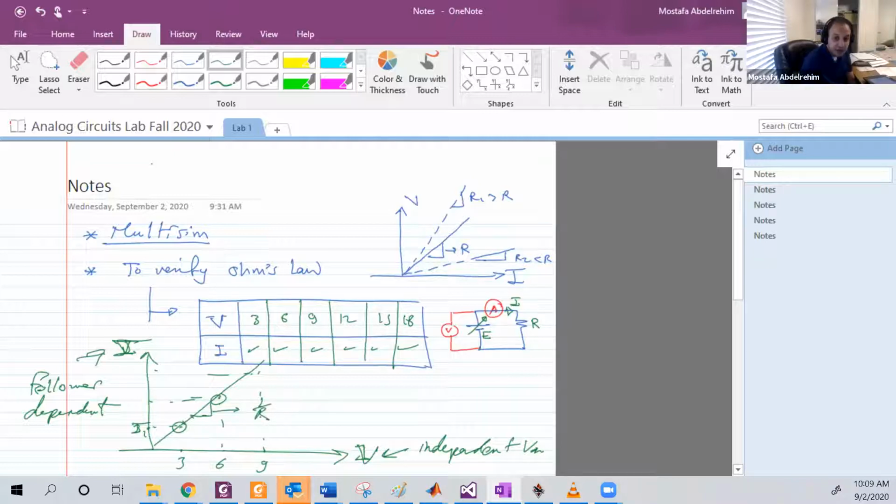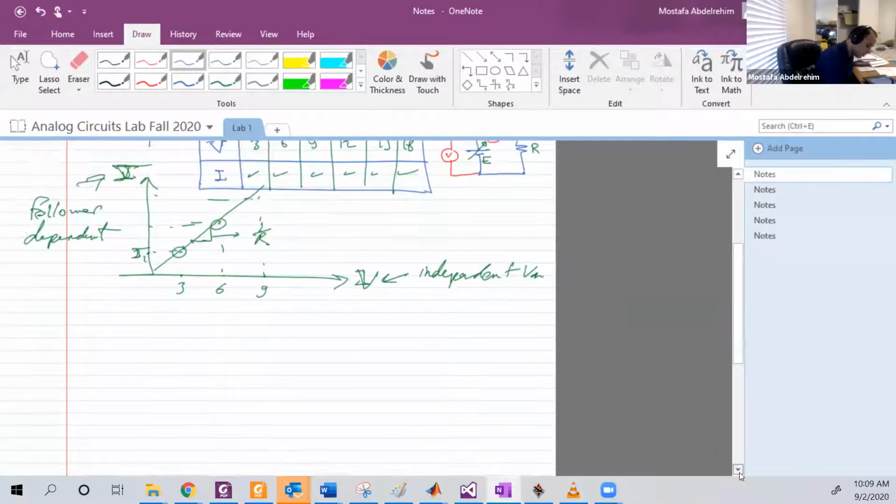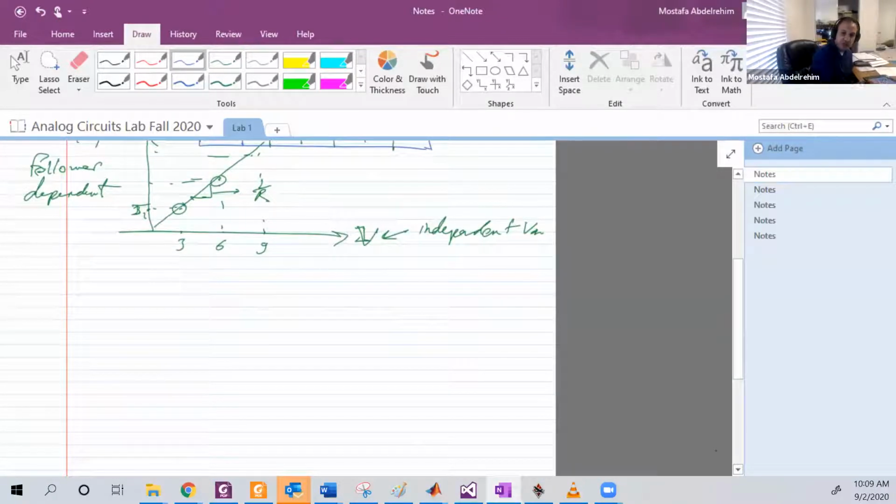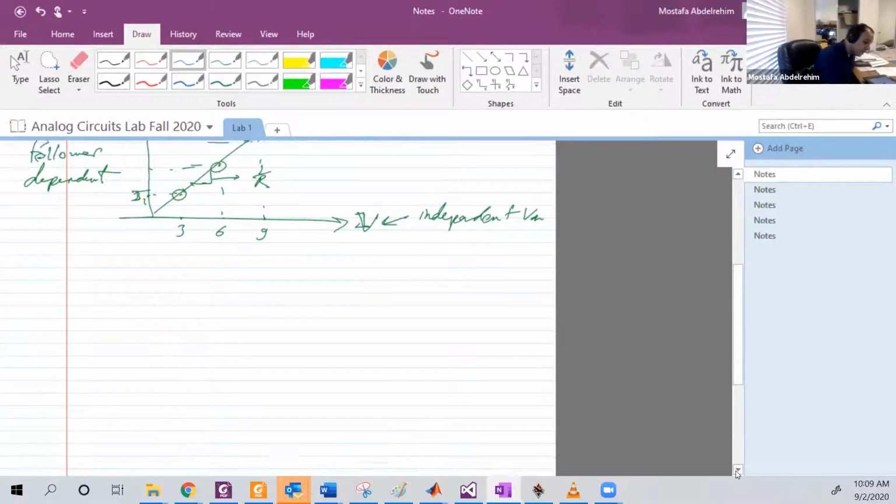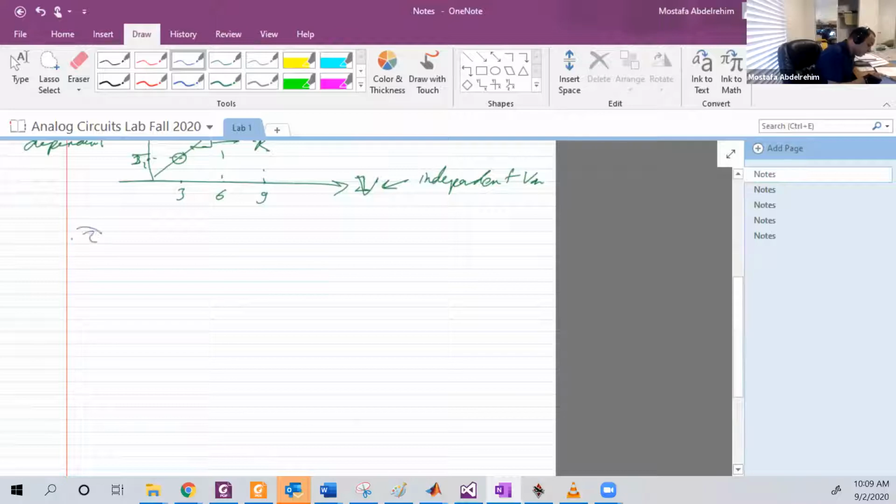Okay, very basic stuff. After that, we're gonna learn another technique. So this is the basic technique, step by step, point by point. Then the other technique is using the oscilloscope. You all know the oscilloscope. Anybody here who doesn't know the oscilloscope?